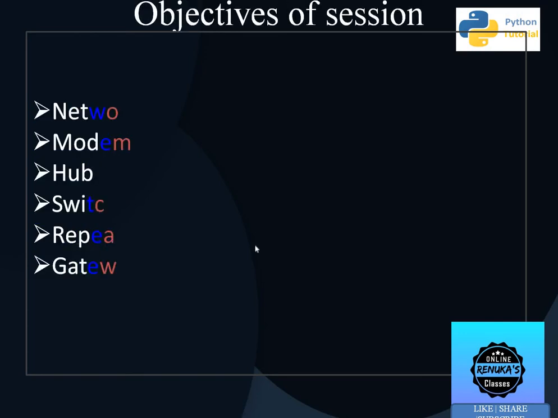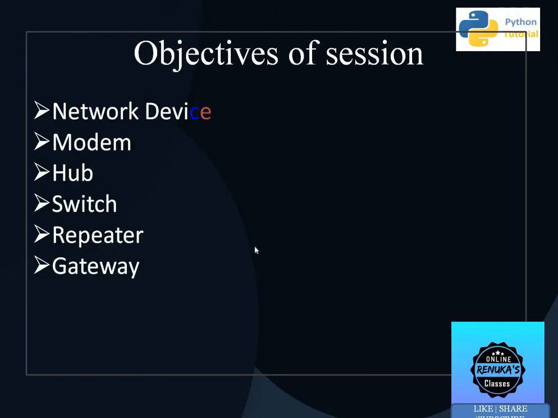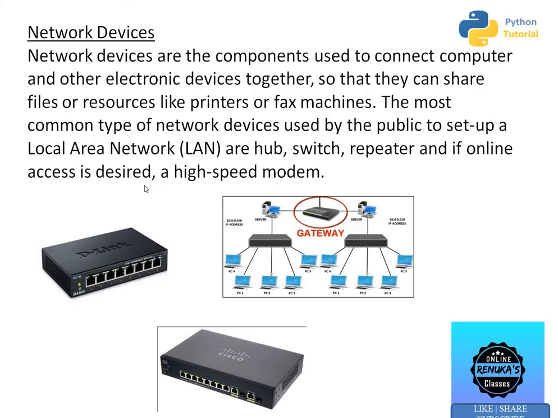This is Renuka and today we are going to discuss the network devices like modem, hub, switch, repeater, gateway. What are their uses and what are their functions? So first we'll discuss the various network devices.